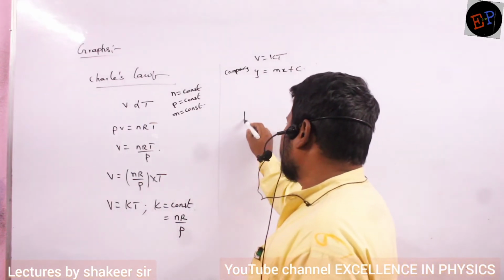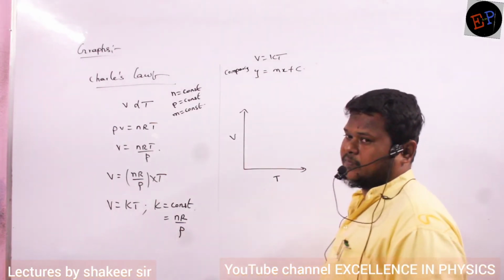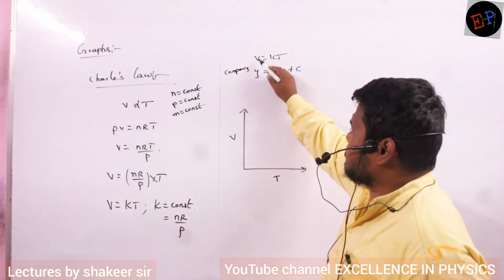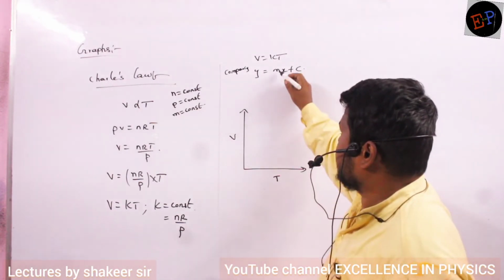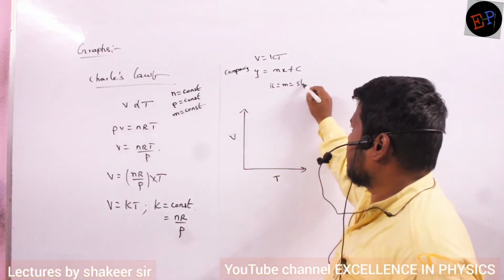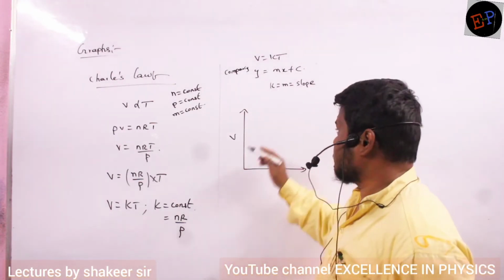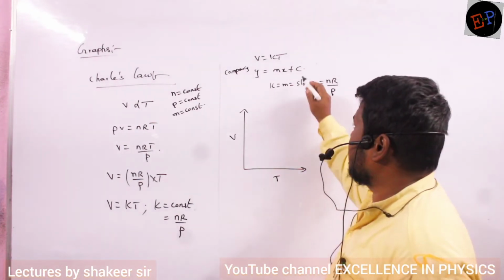So how can I draw the graph? Let us see. This is volume and this is temperature. On the y-axis we are taking volume, on the x-axis we are taking temperature. So what is K here? K is nothing but the slope, m. And what is the value of the slope? The value of the slope is nR divided by P. Clear?